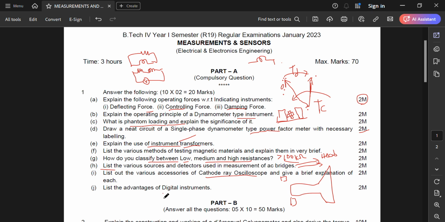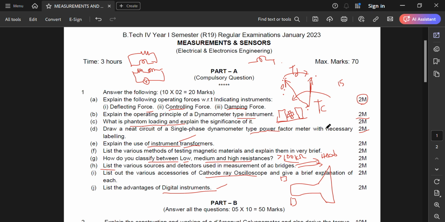What are the advantages of digital instruments? For 2 marks: accuracy is more, power consumption is low, direct reading, which means errors will be low. All this comes under the advantages of digital instruments. For everything, if possible, draw the diagram, or else write the exact answer. Then you can get 20 out of 20 marks; instead of 20, at least you will get 15. Only 10 marks are required to pass.